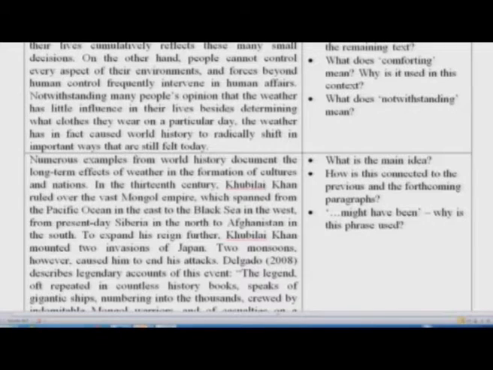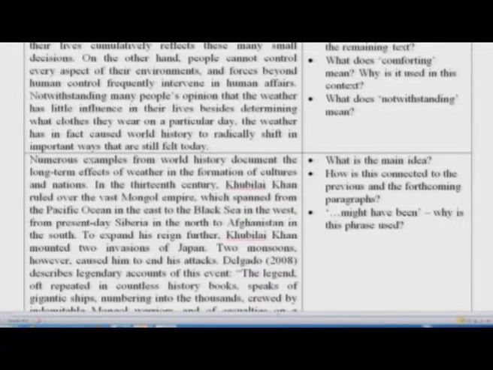and if you come to the end of the first paragraph, the writer clearly says weather has greater influence, it just does not decide what we wear. In fact, the weather has radically changed the world history. The key word here is radically. So, the main idea is that weather has in fact caused world history to radically shift.